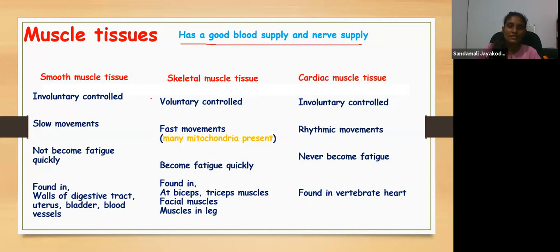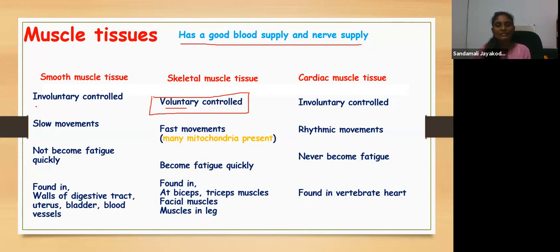So here, in the case of smooth muscle tissue, skeletal muscle tissue and cardiac muscle tissue, their control is important. This skeletal muscle tissue can be controlled by our brain. If we want to move our hand, we can do that. That means they are under voluntary control. Voluntary means with the knowledge of the brain, by the control of the brain.